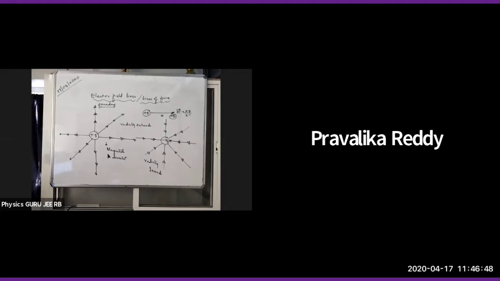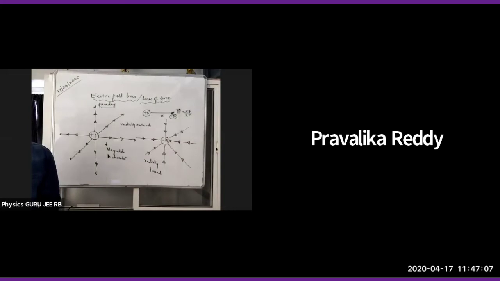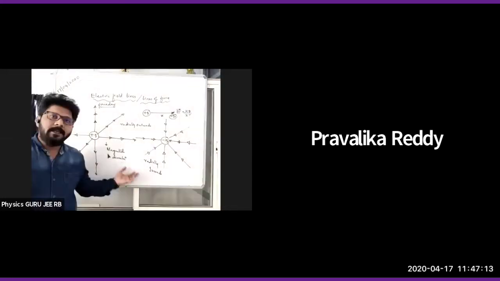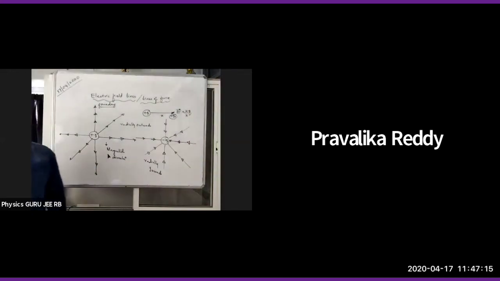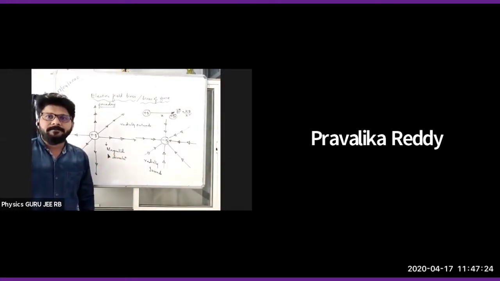Radially outwards for positive charge, radially inwards for negative charge. Next, the density of electric lines indicates magnitude at points. The arrow indicates direction and length indicates magnitude.